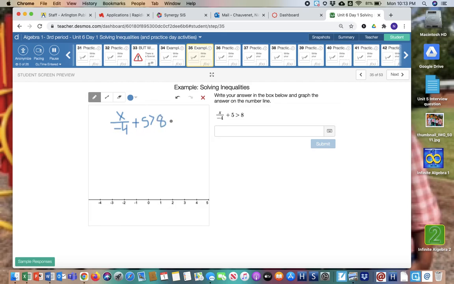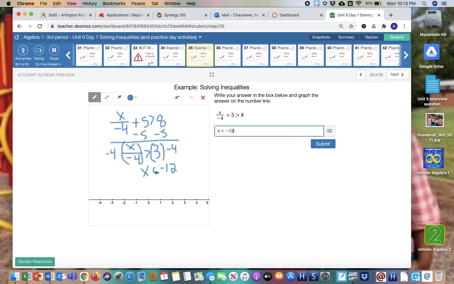So I need to do my normal steps I would do to solve the problem, okay? So let's subtract 5 from both sides. When we do that, we get x over negative 4 greater than 3. And let's go times negative 4 to both sides. Now when we do that, we multiply by a negative, so the sign of the inequality has to flip. And now we're going to get negative 12. So x is less than negative 12.